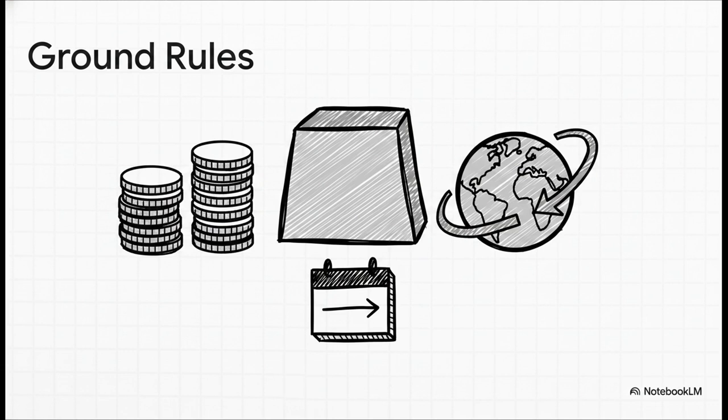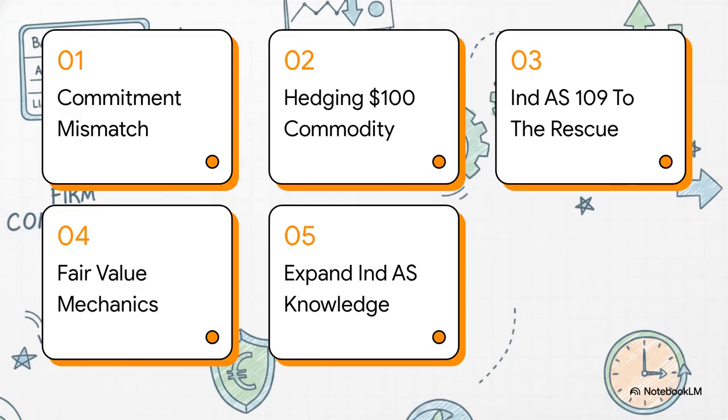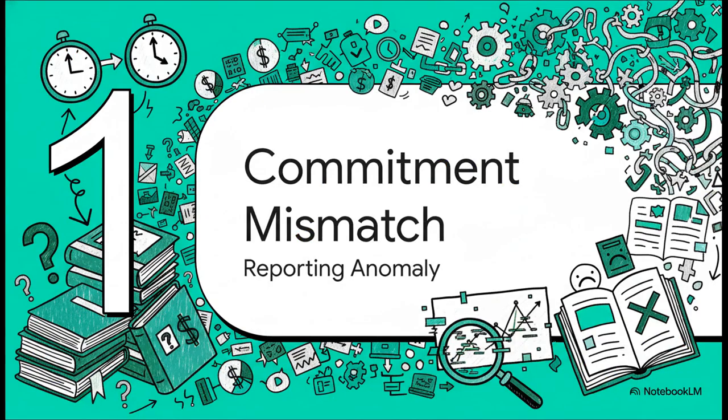Make sense? Awesome. So here's our game plan for today. We're going to look at the firm commitment mismatch, see how to hedge a $100 commodity, find out how Ind AS 109 comes to the rescue, break down those fair value hedge mechanics, and finally show you how to expand your Ind AS knowledge. All right, Section 1, the firm commitment mismatch.